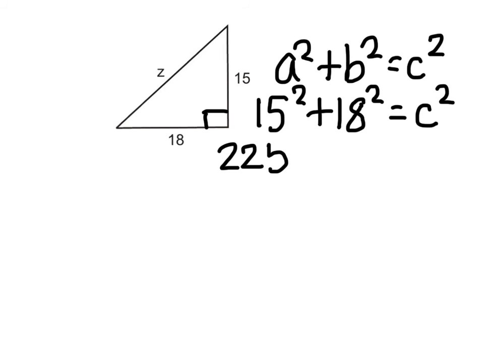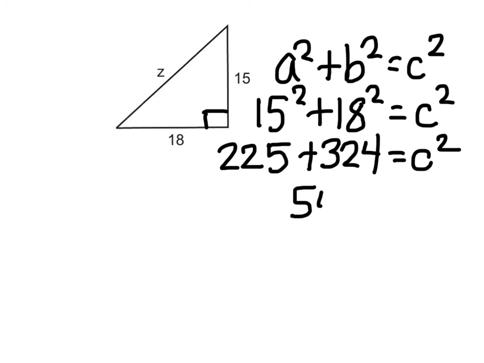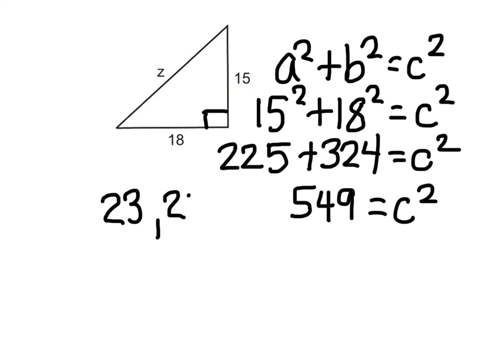15 squared equals 225. 18 squared is 324. Let's add those two together. 324 plus 225 equals 549. Now, this one is not going to be a perfect square. The closest perfect square we have here is probably 576. That's 24 squared. 23 squared is 529. So this number is going to be between 23 and 24. So we're going to get a decimal, and we'll just give the best estimate of our decimal.